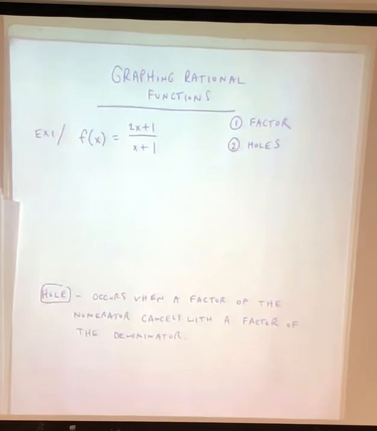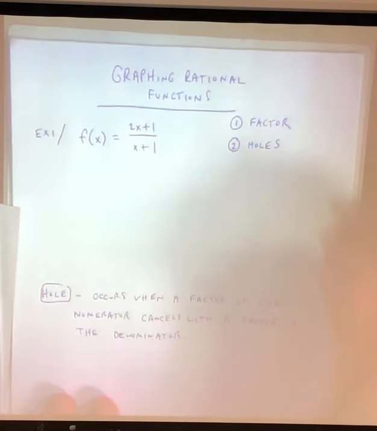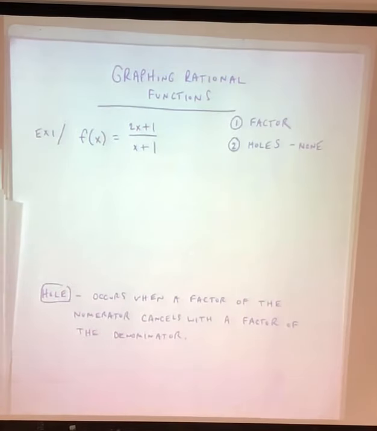As we look at this first example, the factors on the top and the bottom, there's nothing that cancels. So what that tells us on this one is there aren't any holes in the graph. Does everybody understand what I mean by a hole in the graph? It just means that there's a space where there's not a point, so it'd be an open circle on the graph.